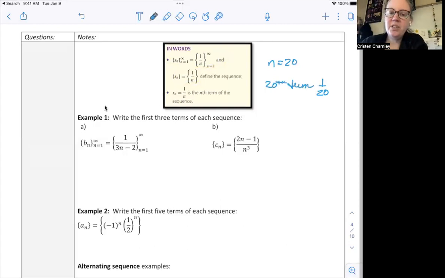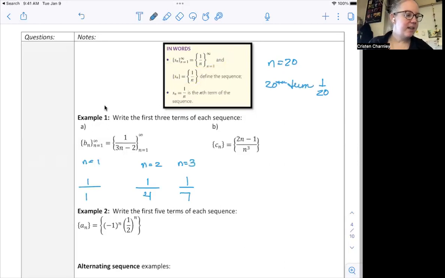So for example 1, we'll write the first 3 terms in each sequence. Very straightforward. We're going to start with n equals 1, put it into the expression, n equals 2, and n equals 3. So if I have a 1, I've got 1 over 3 times 1. This is 1 over 1. I have 1 over 4, and I have 1 over 7. I'm not adding them. I'm not multiplying. I'm just listing them out. That's all I have to do for the first example, is just list them out. Just making sure I didn't make a mistake.